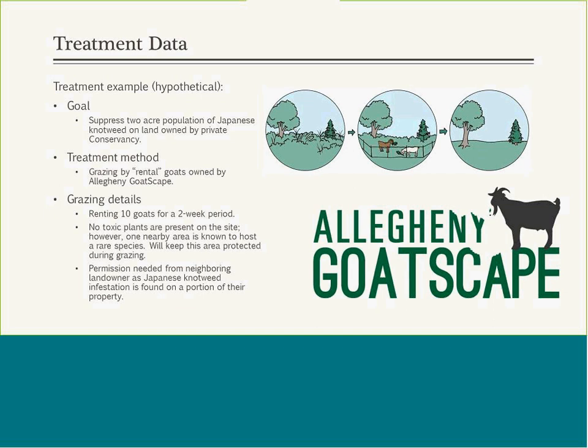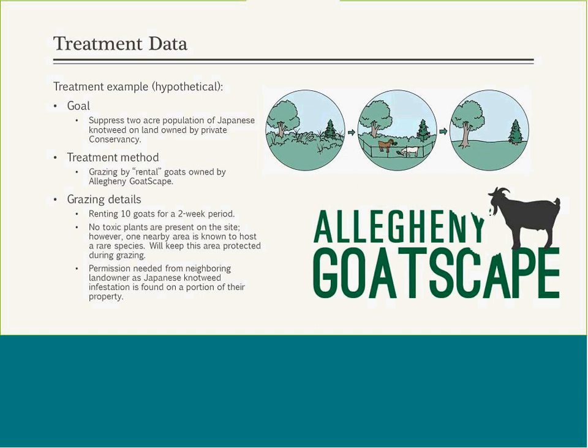We're going to rent them, and they're going to go out and eat all this Japanese knotweed. So the details that are associated with this effort would be that, say you went out and you had 10 goats that were part of this effort and were out grazing for a 2-week period. You want to mention that because you're using the goats, there are no toxic plants present on the site that might hurt the goats, but there's an area that's known nearby to host rare species. So whenever we're going to have the goats out grazing, we want to have this area protected to make sure that stays safe. Because we're saying it's on land owned by a private conservancy, we would want to mention that permission is going to be needed as far as doing that work.